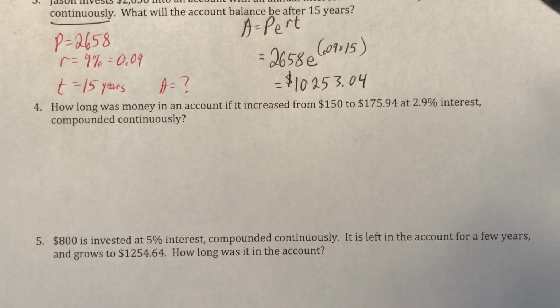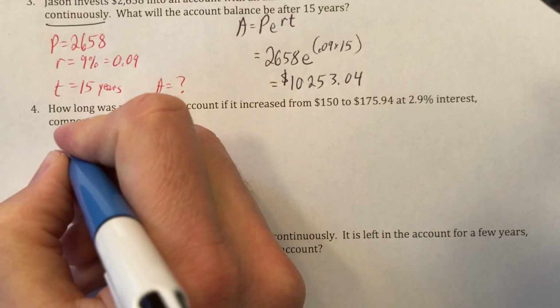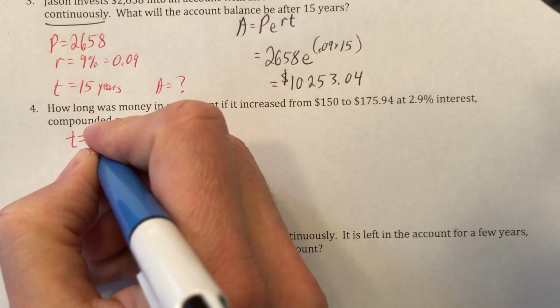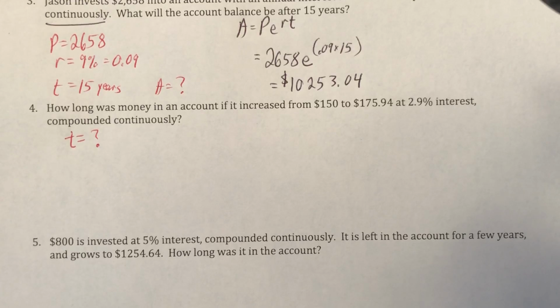So let's take a look at the next problem. How long was money in an account? Oh, well, automatically we know it's asking something different. So it's saying, how long was money in the account? We don't know the amount of time. So this is going to involve a different process.